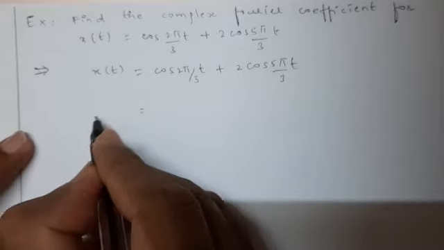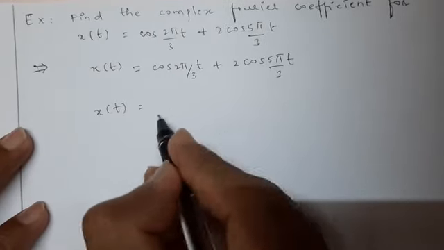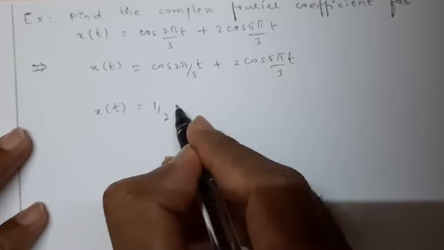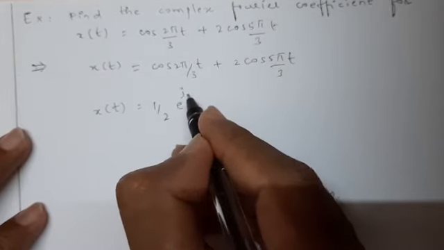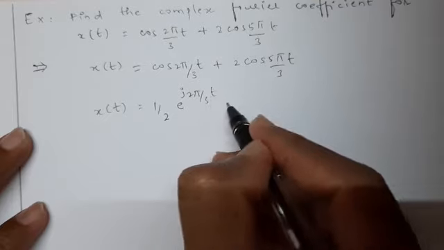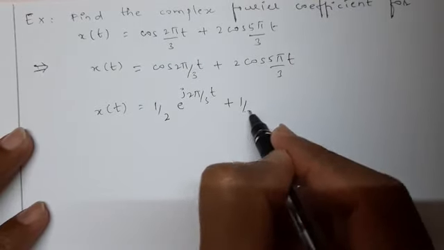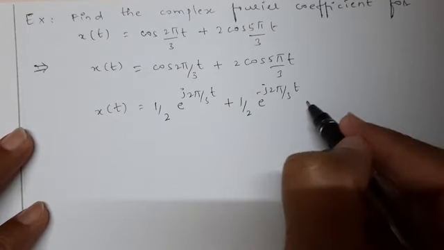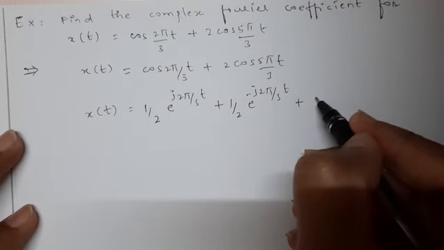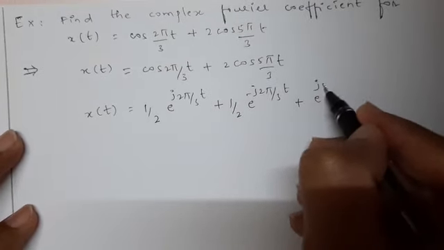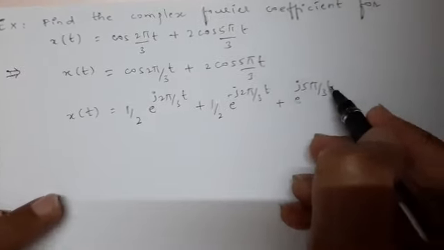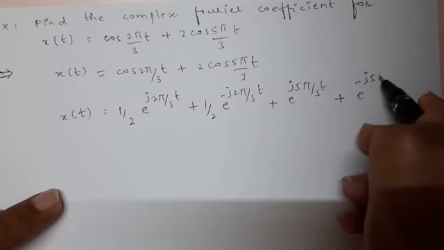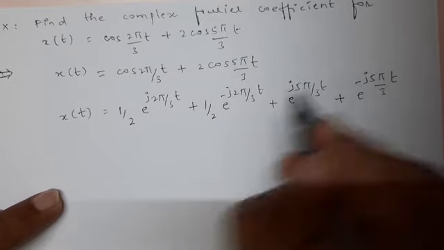Okay, so I'll try to express this in terms of omega naught. So 1 by 2 e to the power j 2 pi by 3t plus 1 by 2 e to the power minus j 2 pi by 3t plus e to the power j 5 pi by 3t plus e to the power minus j 5 pi by 3t.